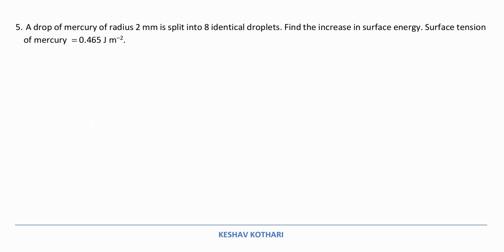A drop of mercury of radius 2 mm is split into 8 identical droplets. Find the increase in surface energy. Surface tension of mercury is equal to 0.465 joule per meter square. So over here we are using the definition of surface tension, where we say it is defined as surface energy per unit area. So we are considering that we had a large drop of mercury, and then it splits into 8 identical droplets.